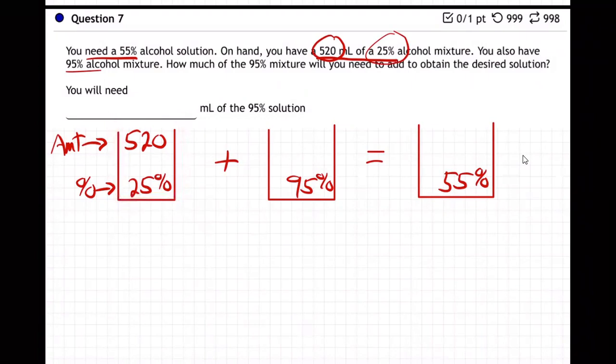Okay, and I don't know the other spots. What should I do? Well, call this one X and this one Y. You get those two blanks, call it X, call it Y. Now if we have two letters, you know what that means: we need to have two equations. So the first equation is the tops, the amounts.